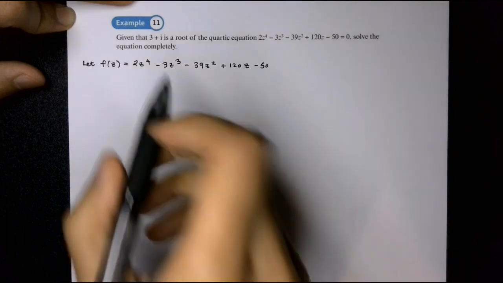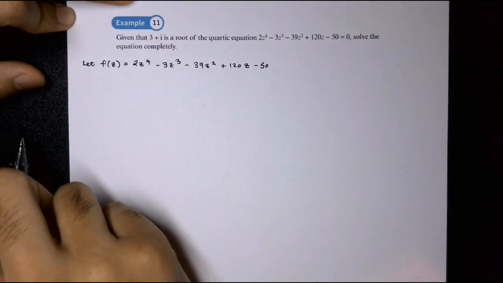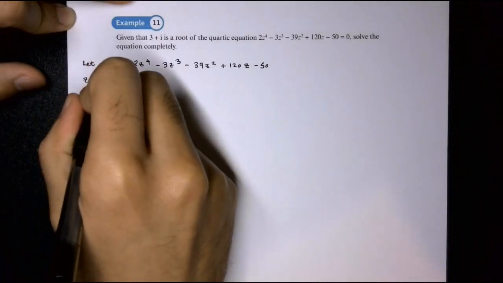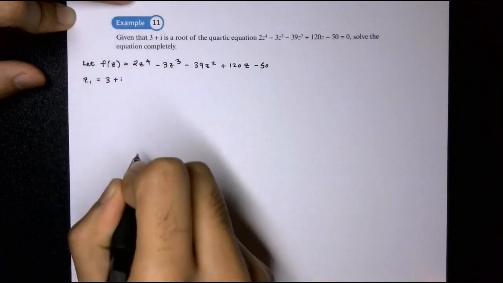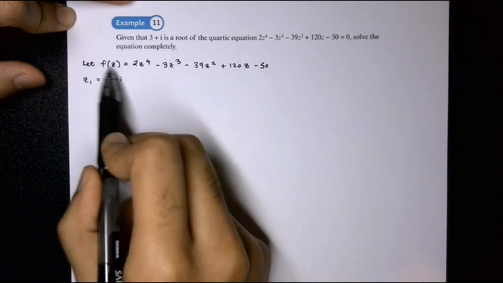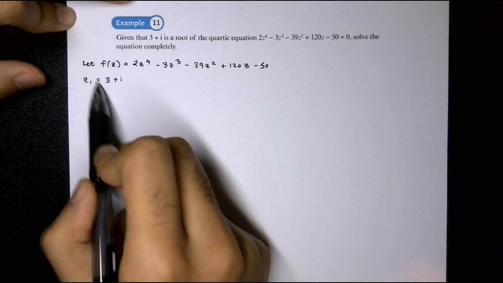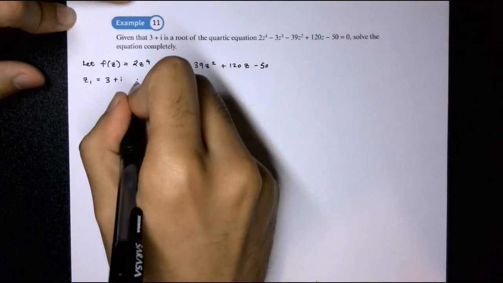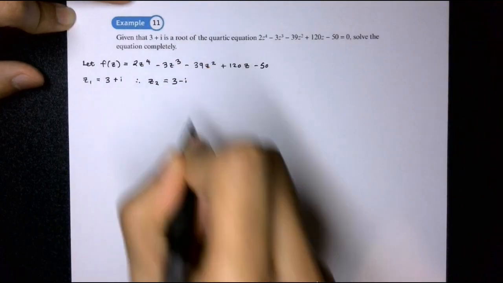Now, we know already 3 plus i is a root of f of z equals 0. So, our first root, we'll call this z1, that's equal to 3 plus i. And we know that if we have a complex root, we can determine the other complex root by finding the complex conjugate of 3 plus i. So therefore, z2 is equal to 3 minus i.